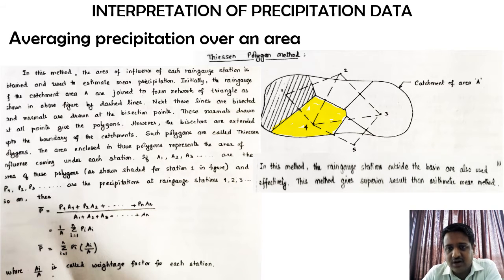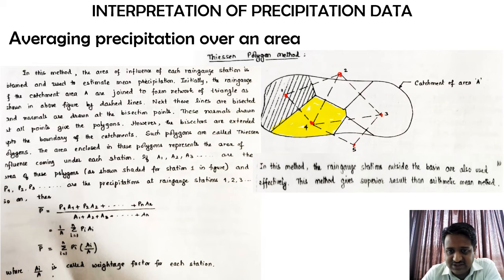So how has this been done? First, they have formed the triangles with the help of these dotted lines. From rain gauge station 4, as a simple example, I have drawn a line to the first rain gauge station, then to the second, to the third and to the fifth. These are the triangular sections we have made with the help of rain gauge station 4. After that I bisected these dotted lines.